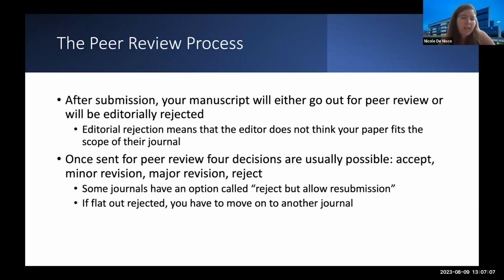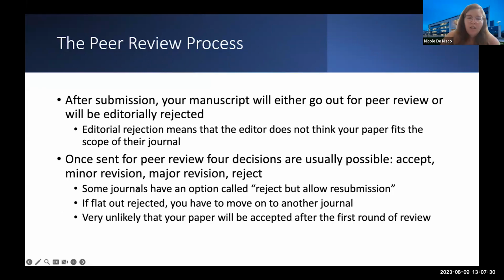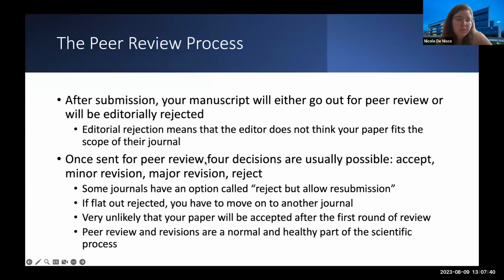If it's flat out rejected, then you usually have to move on to another journal. So if I get a rejection after I've done a couple of revisions, then I will usually rebut. But if it's a flat out rejection after the first set of reviews, unless I think it was super unfair, it's usually just the case where you move on to another journal. But this is a decision your advisor will probably make. It's very unlikely that your paper will be accepted after the first round of review, so don't feel discouraged if you get asked for revisions. Everybody does.